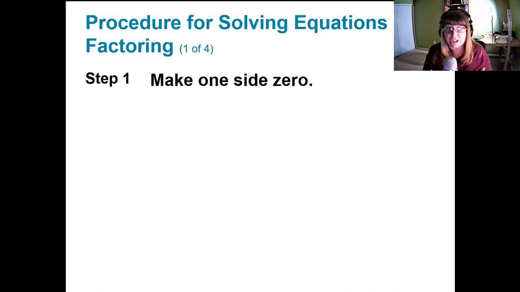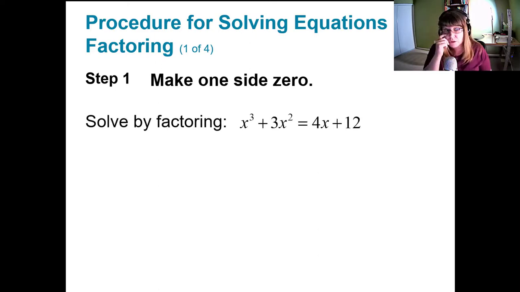Procedure for solving equations by factoring, step one: make one side equal to 0. You want to solve by factoring, so for example, we have x cubed plus 3x squared equals 4x plus 12. We want to make sure that this equals 0, so we're going to move the 4x and the 12 over to the left-hand side, just so we keep that x cubed positive. You don't have to, but it makes it a little bit easier when you keep the term with the largest power positive.